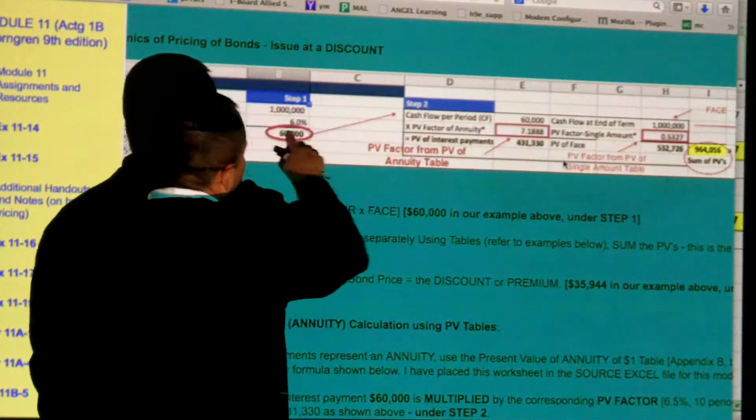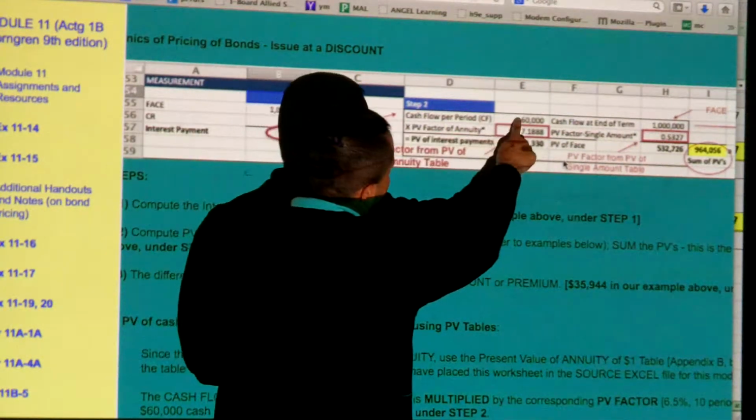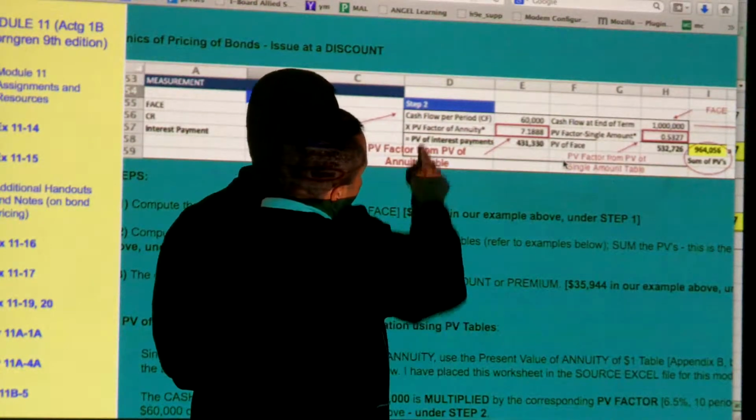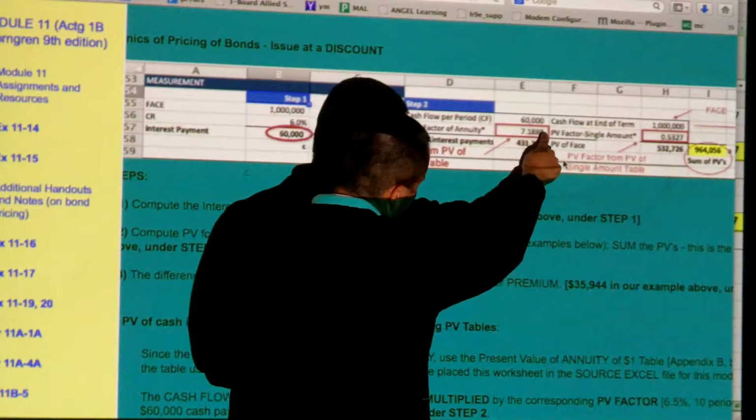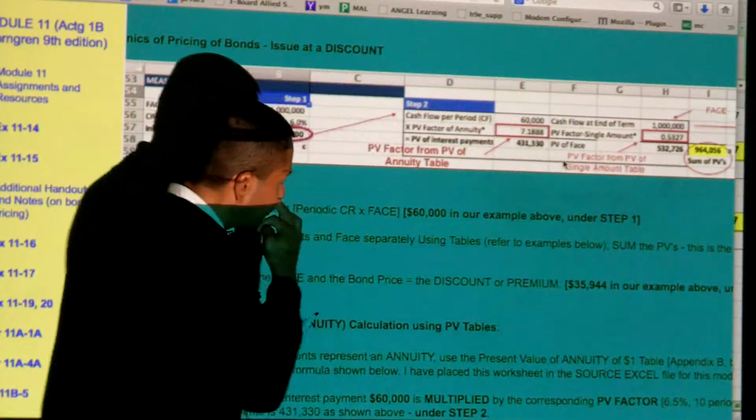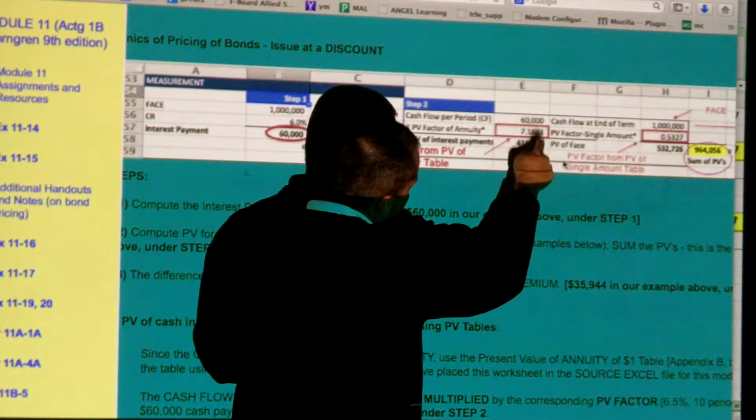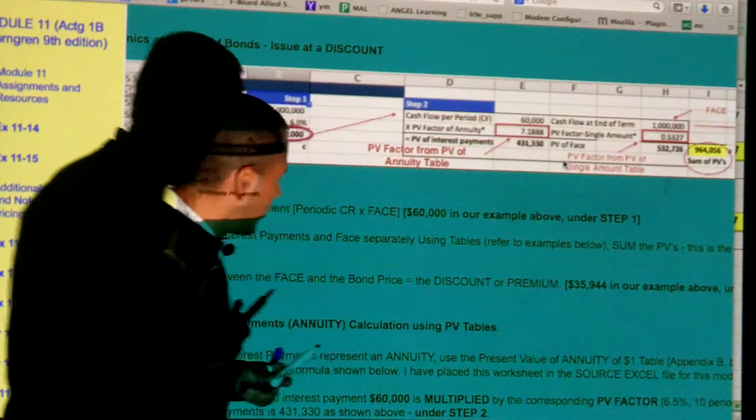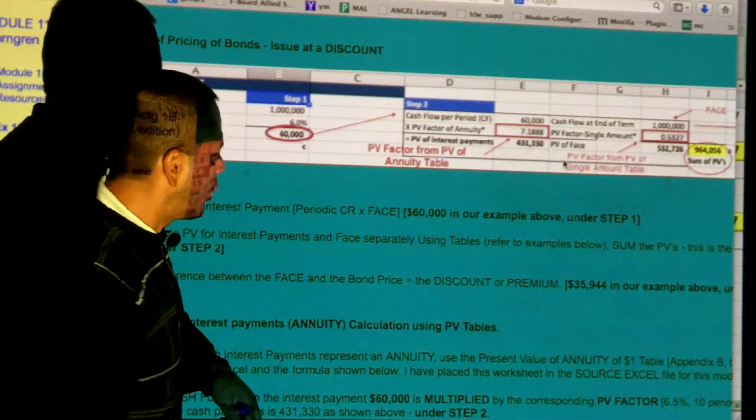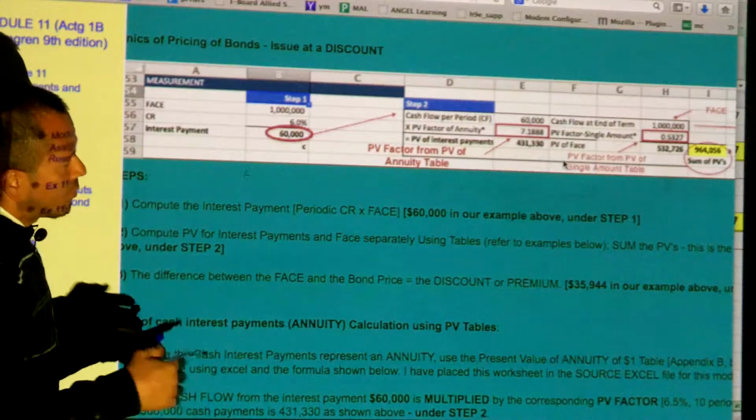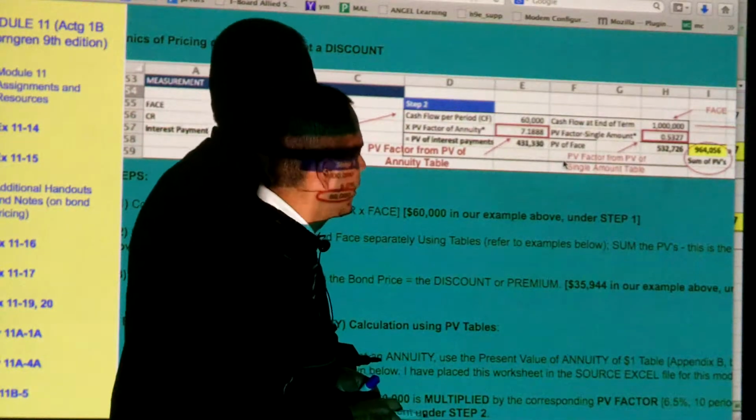So step 2, after you determine the cash flow from the interest payments, which is again your annuity, you're going to take that payment, in this case $60,000, and apply the present value factor for the annuity of 7.1888, and I'll show you later how to get to that. If you multiply that together, 60,000 times 7.1888 gives you a total present value of $431,330. So even though the overall cash outflow is $600,000, in reality the present value of that amount would be $431,330.